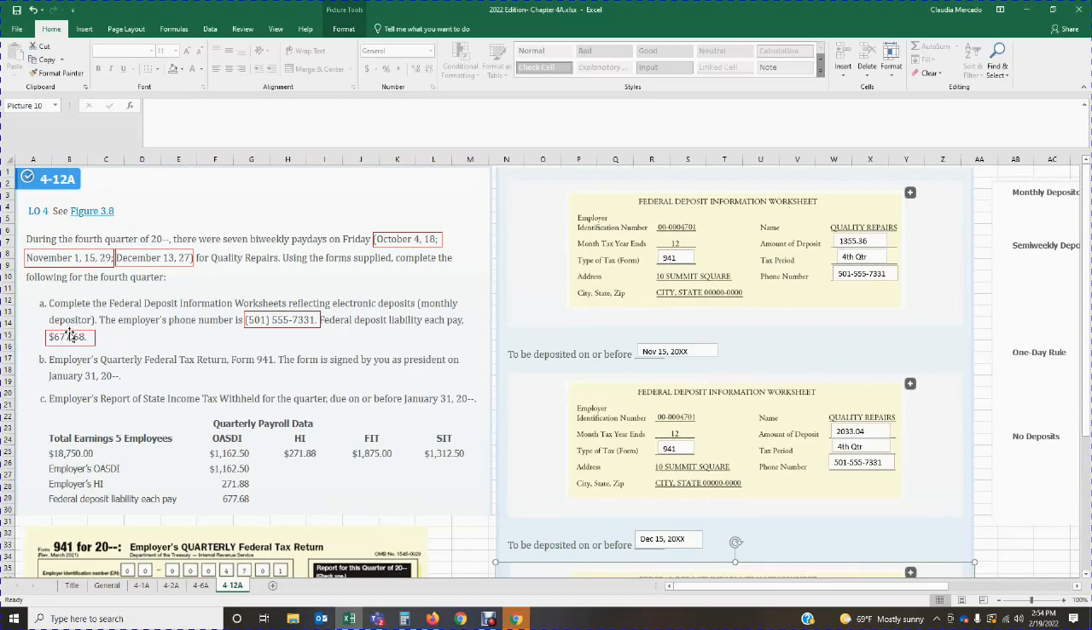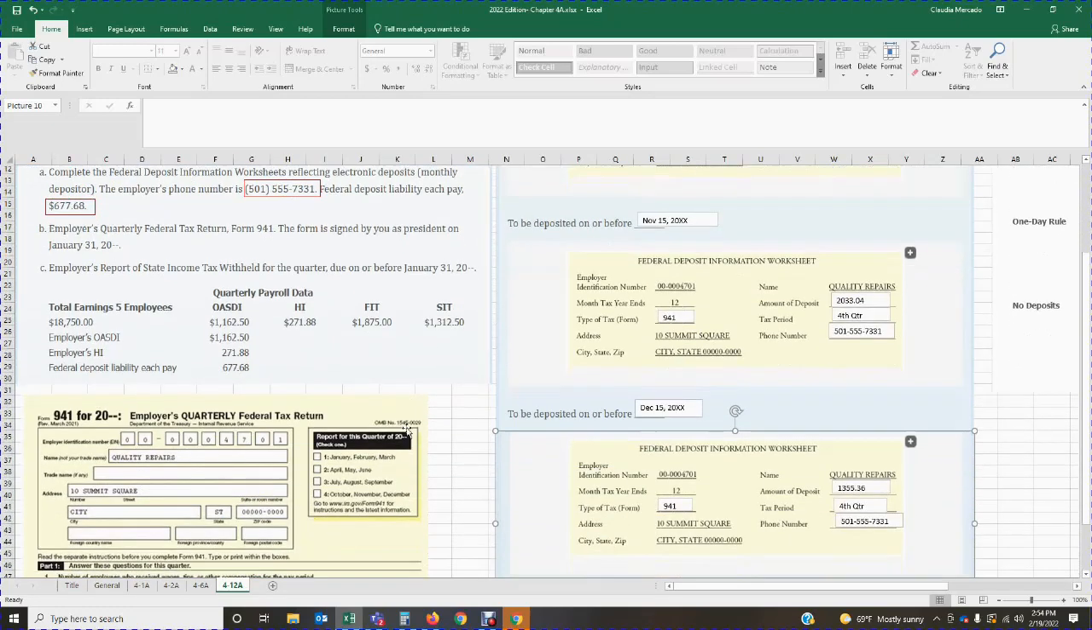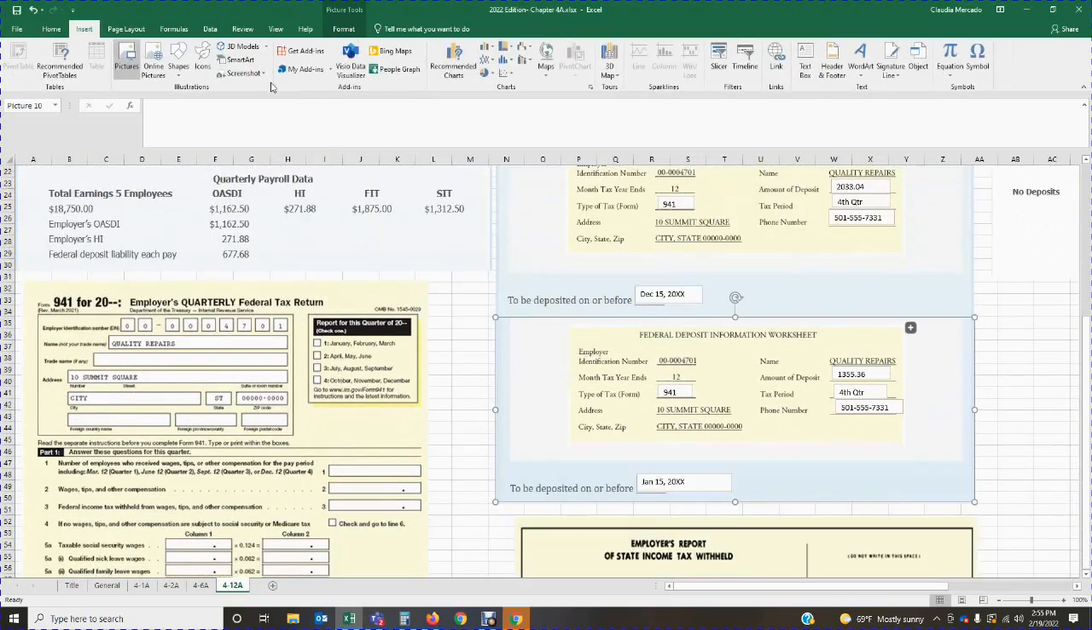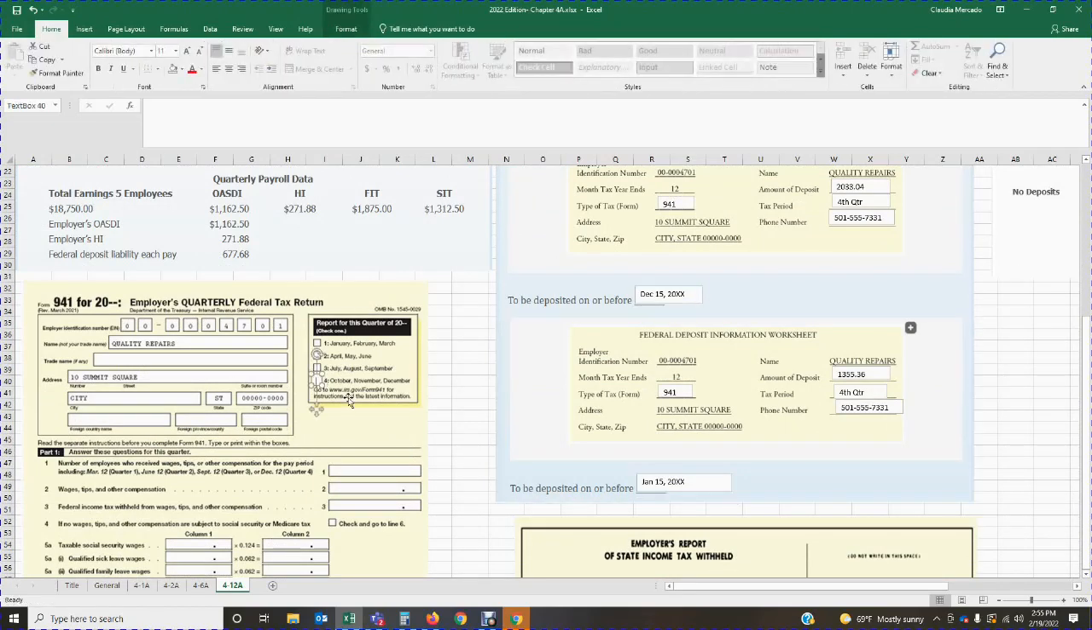Requirement B, we must complete Form 941. So for requirement B, I've got the form down here. The first thing that we have to enter is the quarter. Well, we are doing it for the 4th quarter. So we need to mark the 4th quarter as the one that we are completing. This is the 941 for the 4th quarter. Everything else is populated. We don't have to worry about the top section. Just don't forget to select the quarter that we're reporting.